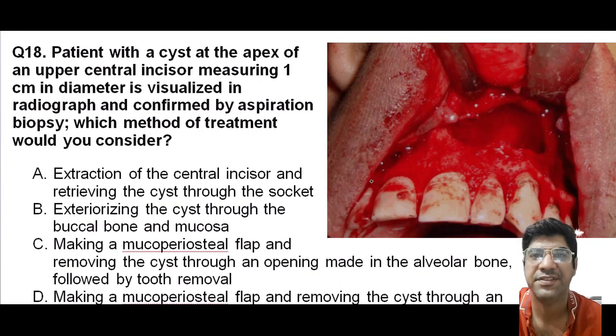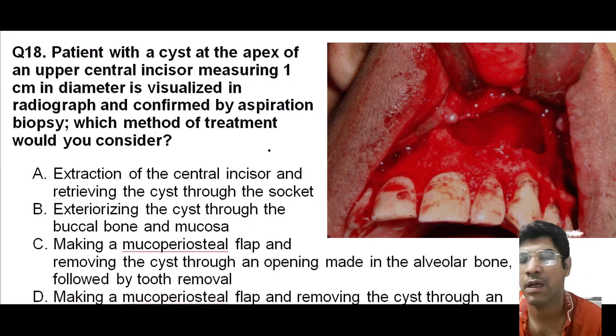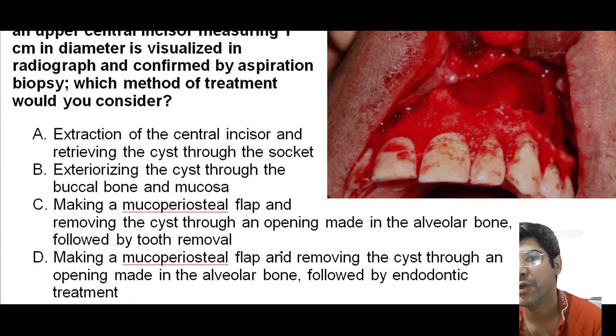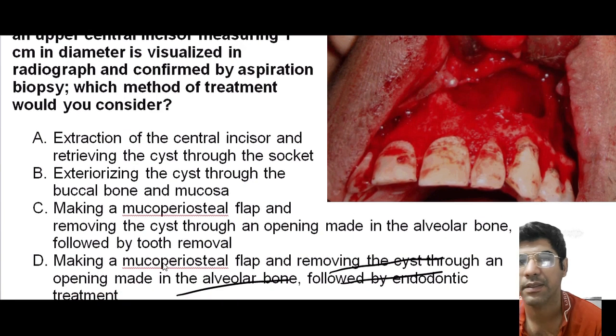A patient has a cyst at the apex of the upper central incisors that measures 1 cm in diameter and is confirmed by aspiration biopsy. Which method of treatment would you consider? You would make a mucoperiosteal flap, remove the cyst through an opening in the alveolar bone, followed by endodontic treatment.